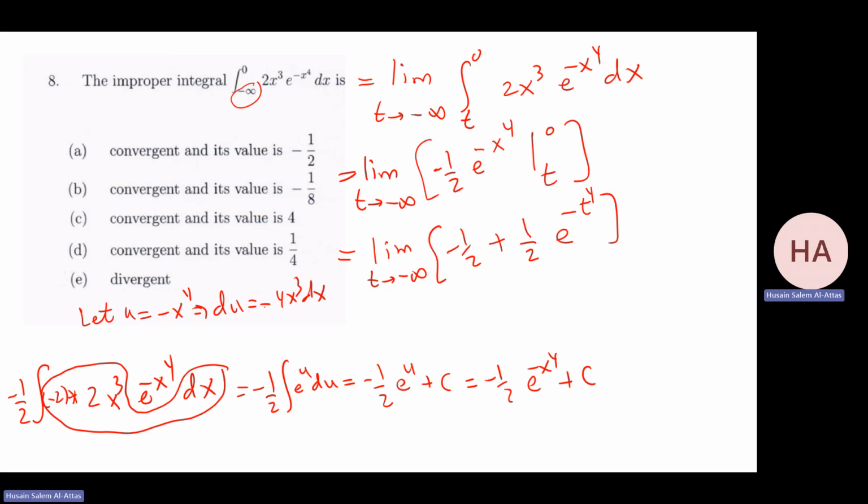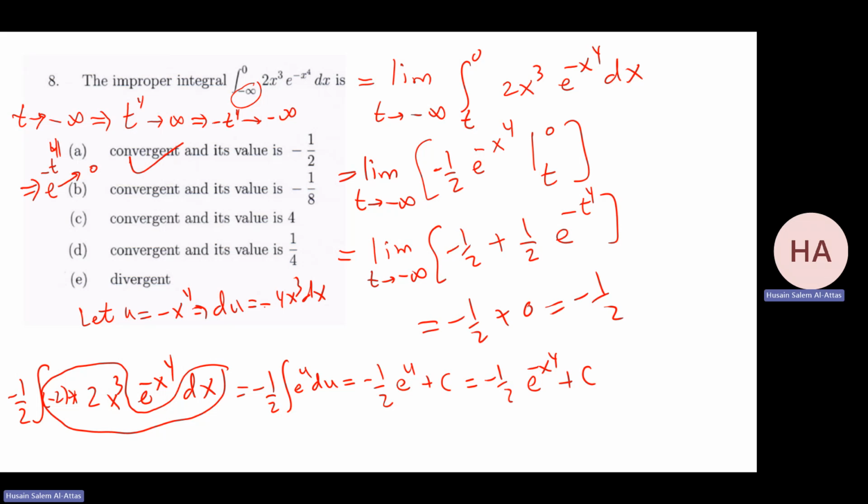Yeah, be careful with this one now. If t goes to minus infinity, what will happen to t to the power 4? It will go to infinity. So minus t to the power 4 goes to minus infinity. So e to the power minus t to the power 4 will be e to the power minus infinity, and that is 0. So I have minus half plus 0, which is minus half. So this is my answer.